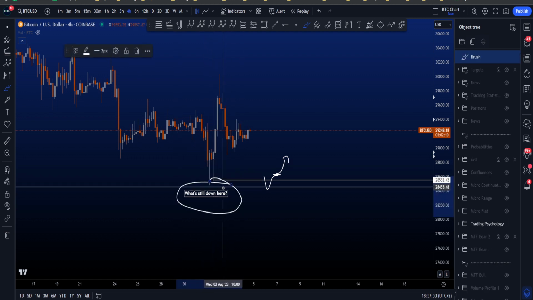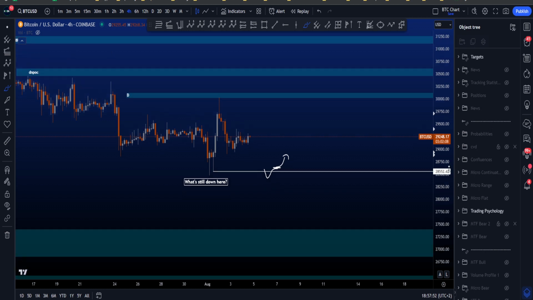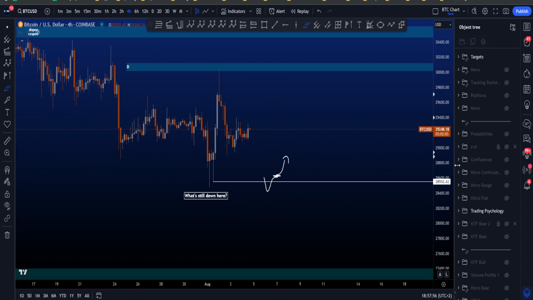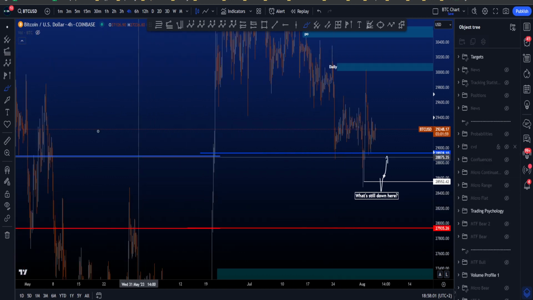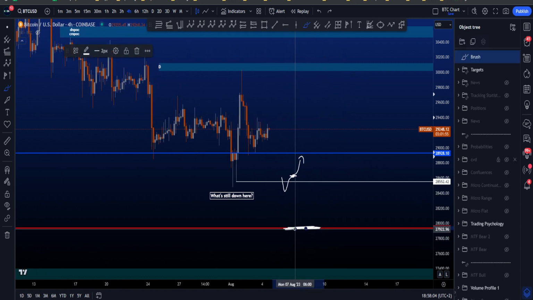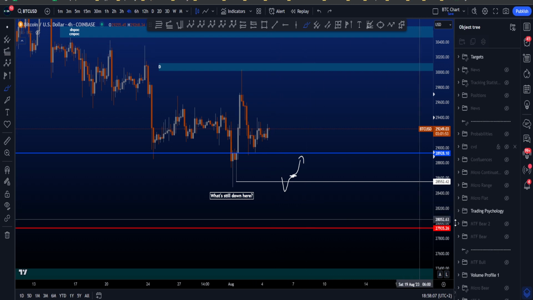But what is still down here? Because down here, we don't have a lot of support. My next great support area is all the way down here around 27K. And yeah, okay, we do have at least a volume profile of the very big range over here. But then the point of control is all the way down here. So that's very deep compared to the low that we have.